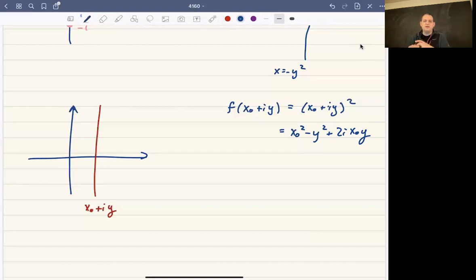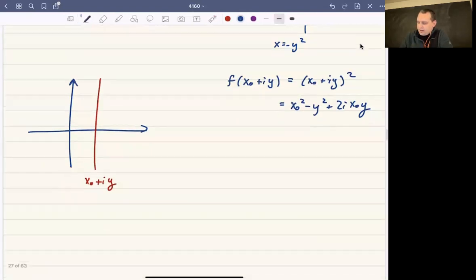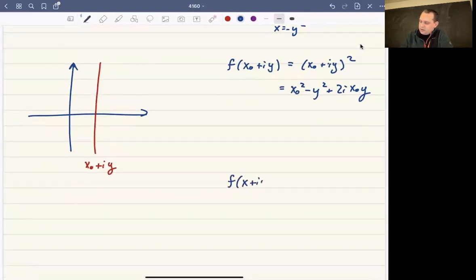So you can think of the output of this function on these vertical lines. These vertical lines get outputted to parabolas, and they're parabolas that are going to open up like this. They're going to have the general shape x equals minus y², something like that. And again, these are going to shift that value a little bit, so they're not going to be right at the origin, but that's what that function does for us. I'm going to leave it to you to figure out what happens if you were to look at, say, x plus i y₀. Okay, so I will leave that to you to figure out exactly what happens there.